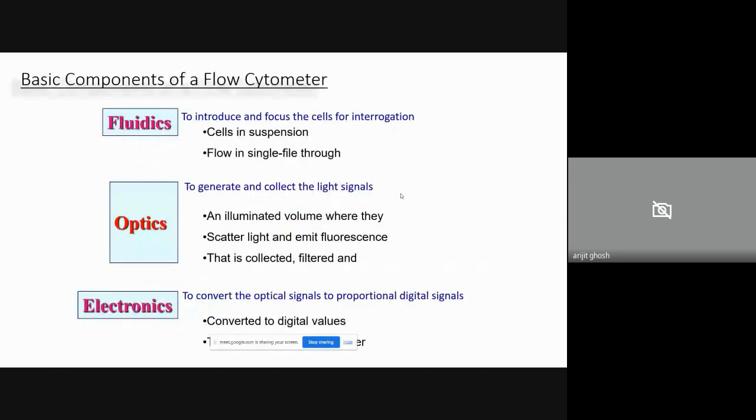Now, let's discuss the basic components of a flow cytometer. So there are mainly three.